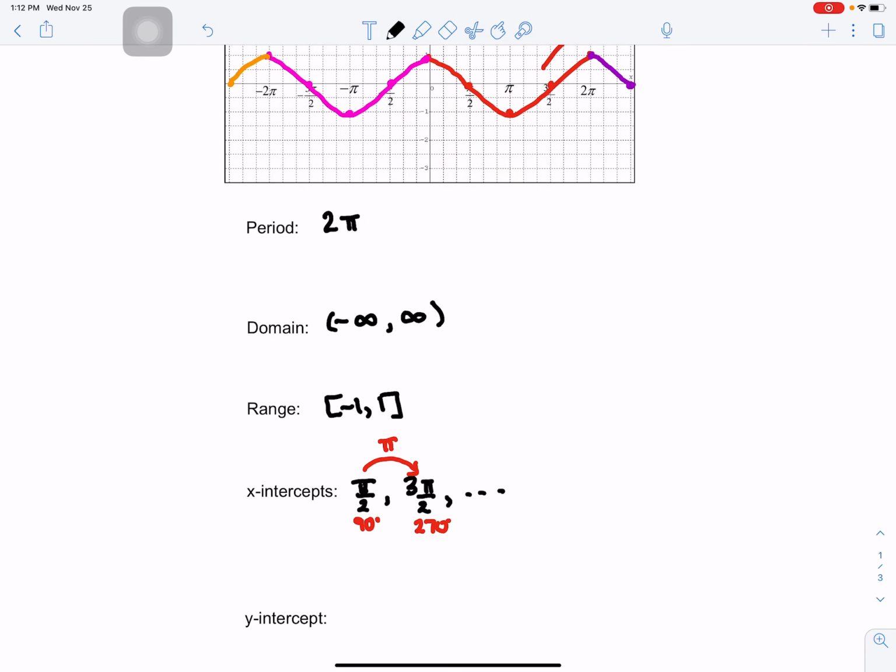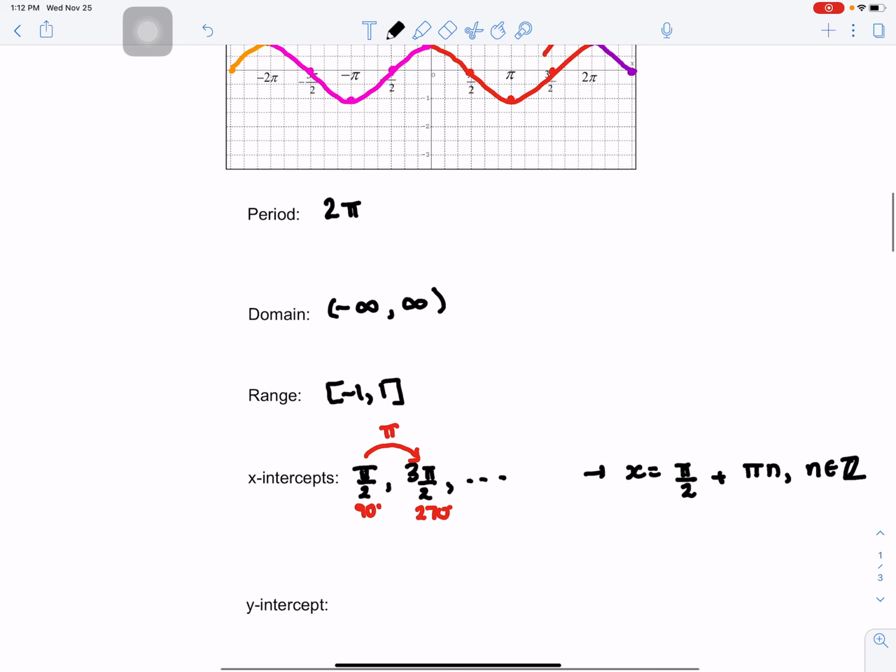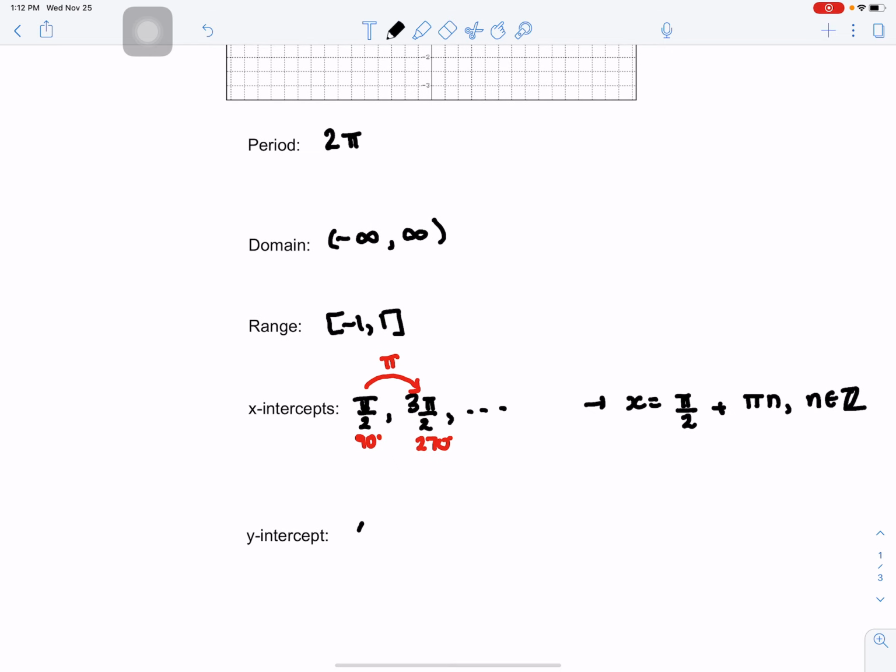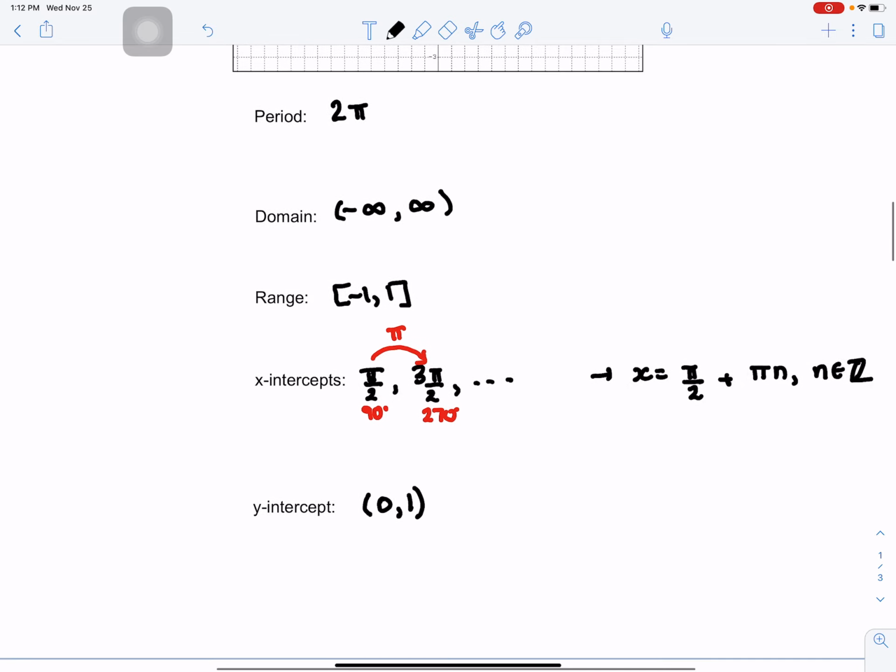So when I describe my x-intercepts using my general formula, it would start at pi over 2, and then it would repeat itself every multiple of pi afterwards. So it's going to land on the 270 and the 90 mark every time you go around the unit circle. And my y-intercept is (0, 1). Again, these are key characteristics that you need to know every time you graph sine and cosine.